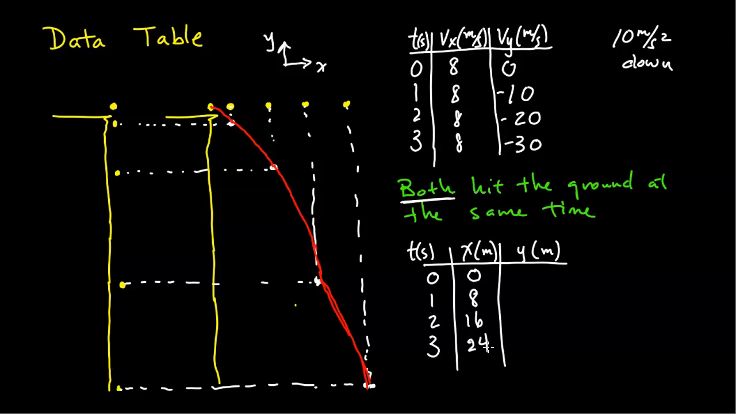And now let's look at the vertical. Vertically, it's actually going farther and farther every second because it's going faster, and it's going to look like this. After 1 second, it will have traveled 5 meters. 2 seconds, it will have traveled 20 meters, and 3 seconds, it will have traveled 45 meters. So this is what the data table would look like for projectile motion.